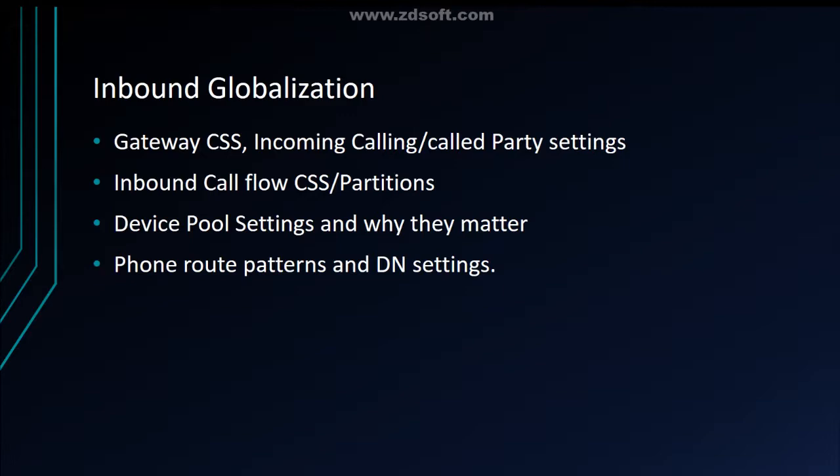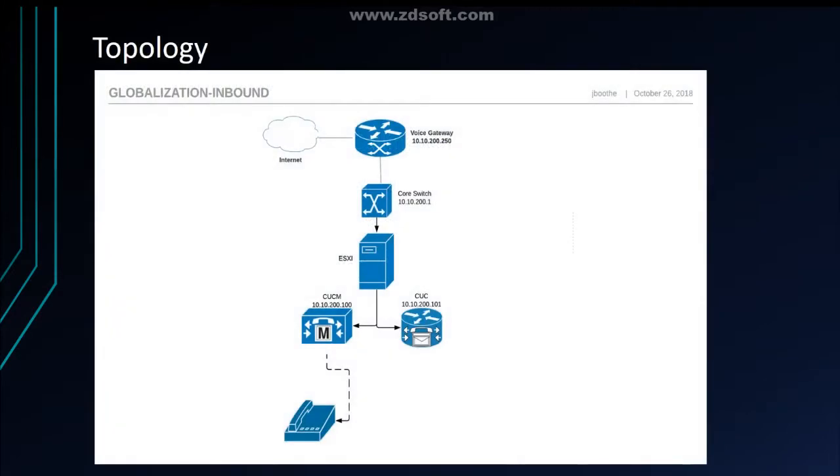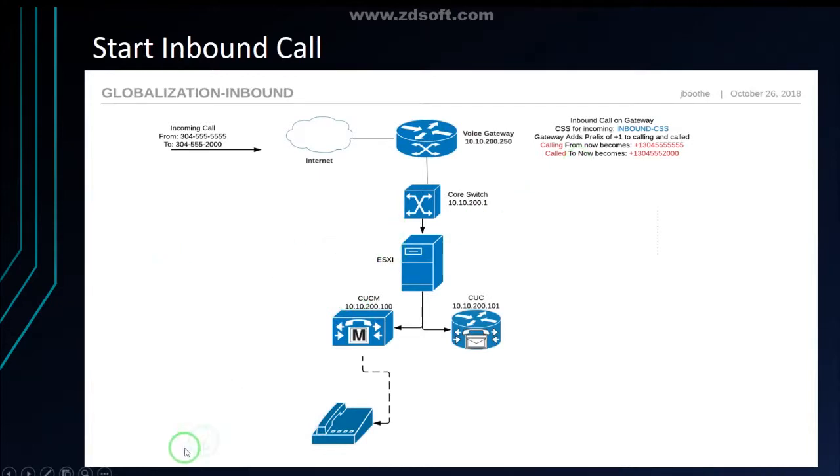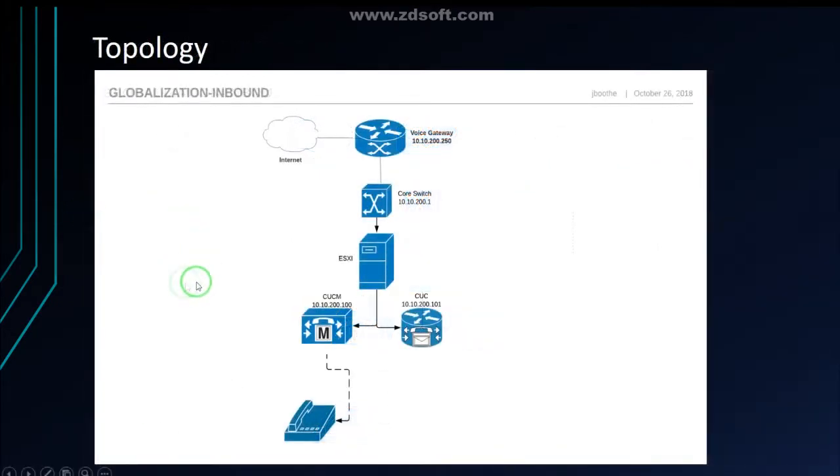Alright, so let's take a look at our topology. We have our internet coming in here. This is a SIP gateway. We have a SIP trunk from the internet world, or our PSTN world, hitting this CUBE. Then it goes to our Call Manager, which is in an ESXi environment. This is our core switch. So we have our Call Manager here. So it's coming to our Call Manager. We also have a CUC for later videos, and then our phone.